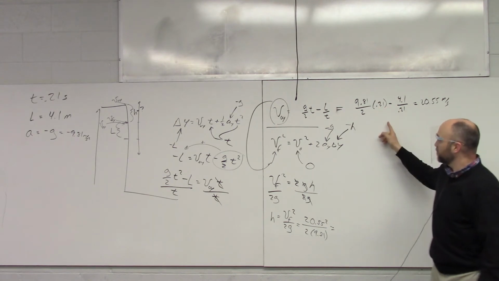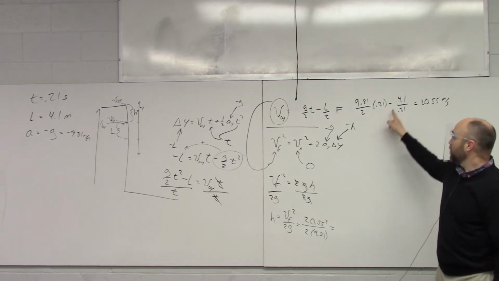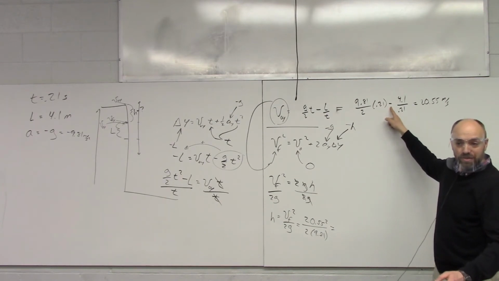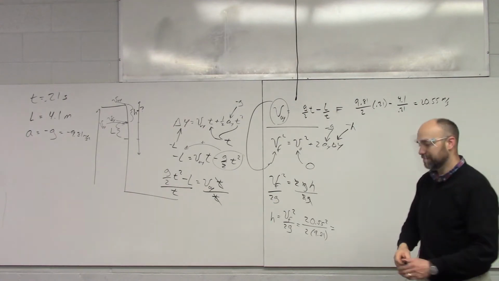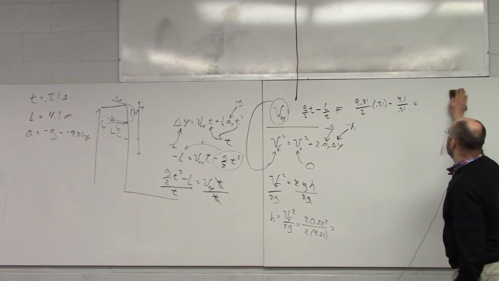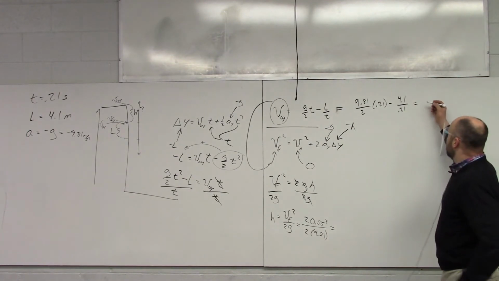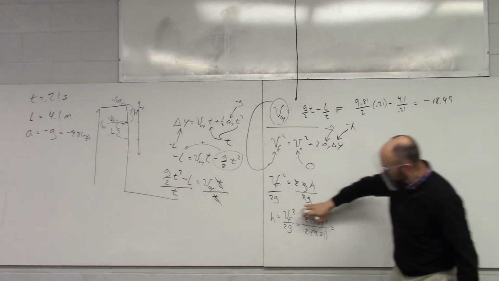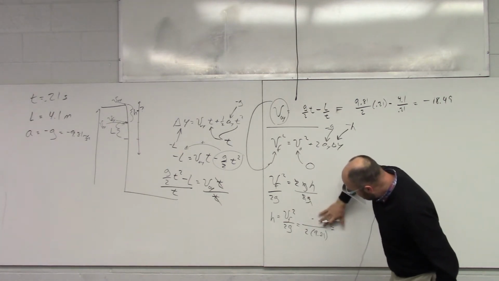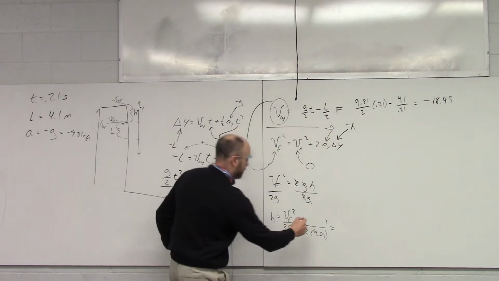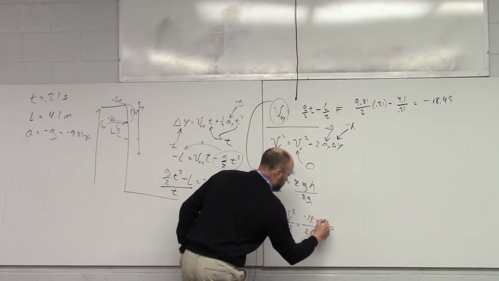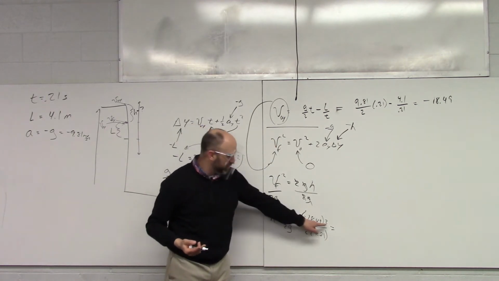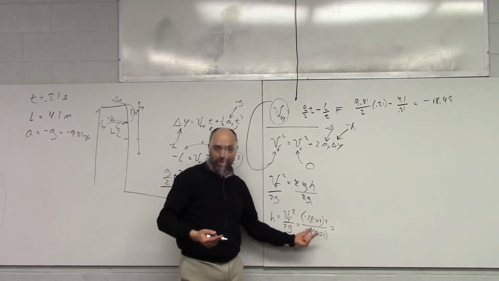Either we plugged these numbers in wrong. I added instead of subtract. Oh, you added here when you were supposed to subtract? Lily, when you subtract, you got negative something? Negative what? 18.49. That sounds a whole lot better. Okay, so now we're going to plug that in here. -18.49. Now, notice that negative doesn't make anything different here because you're just going to square it. But the fact that it's a different number will change your answer.